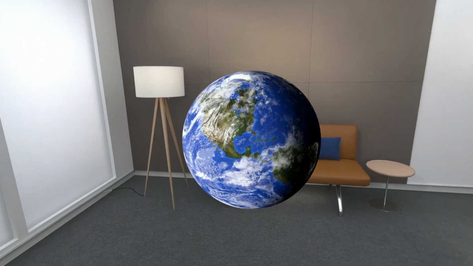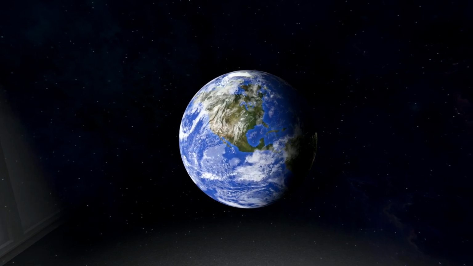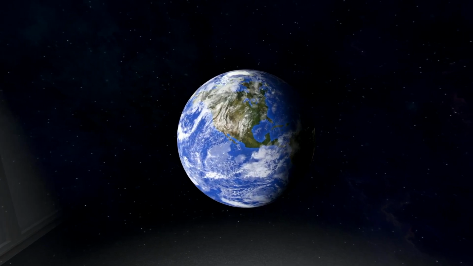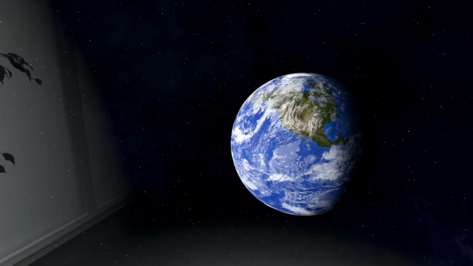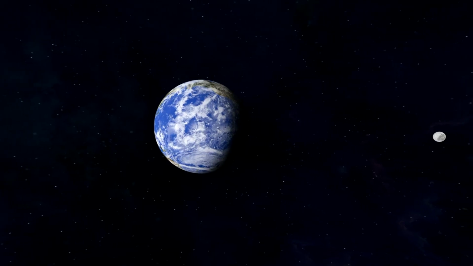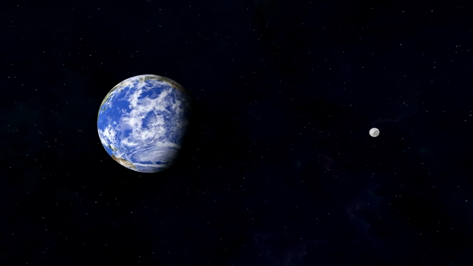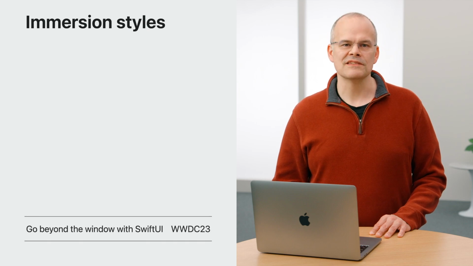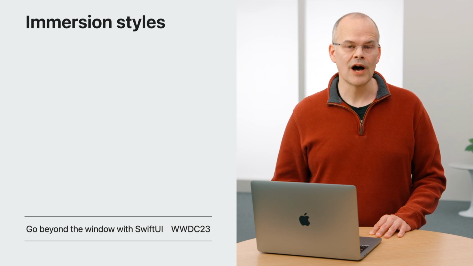The progressive immersion style opens a portal to offer a more immersive experience that doesn't completely remove people from their surroundings. When a portal opens, people get a roughly 180-degree view into your immersive content, and they can use the digital crown to adjust the size of the portal. The full immersion style hides pass-through entirely and surrounds people with your app's environment, transporting them into a new place. We'll talk more about immersive spaces later in this session. For a deep dive, we invite you to watch the session Go Beyond the Window with SwiftUI.